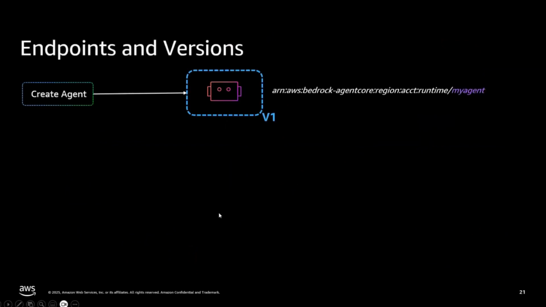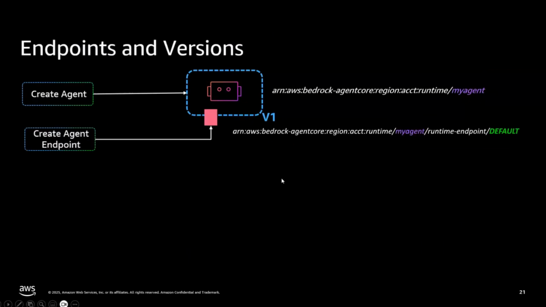So now let's step through versions and endpoints, right? Say you start with create agent API. This will give you an ARN, update the version to V1. Then you create agent endpoint. This is simplified in the CLI. It associates the endpoint so you can hit with your invocations.